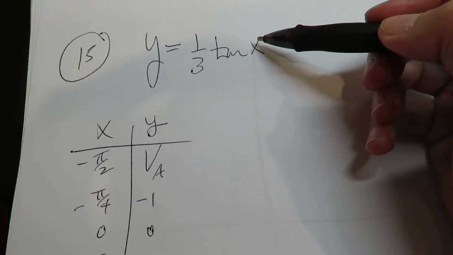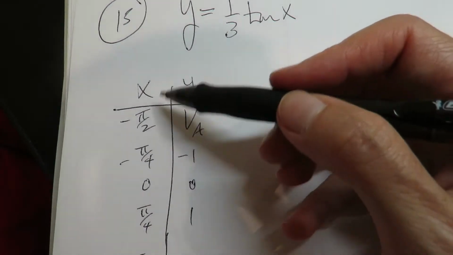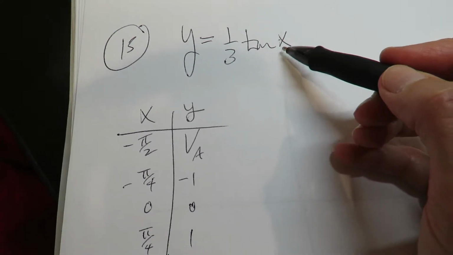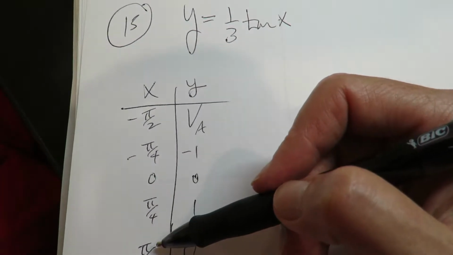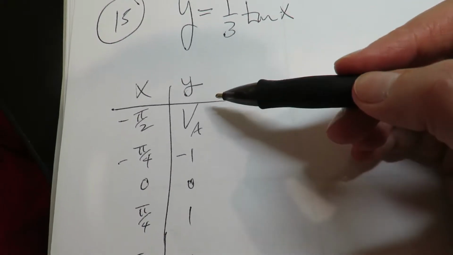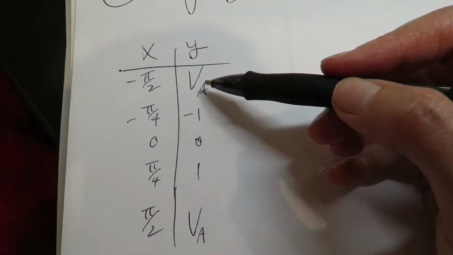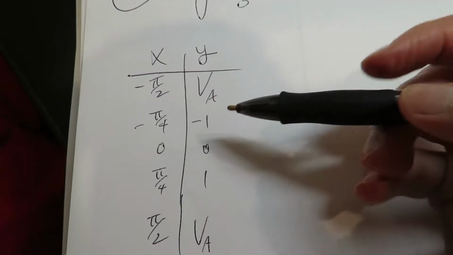So there's nothing inside the tangent function, which means that the x column will not change. There's no change. There's nothing multiplied, nothing divided, nothing added. Nothing's going on here. So that guy stays the same. But the y column is going to change by a third. So I'm going to multiply the y column by a third. VAs do not alter, so they just stay VAs.